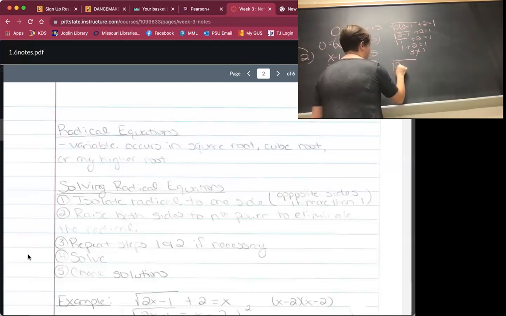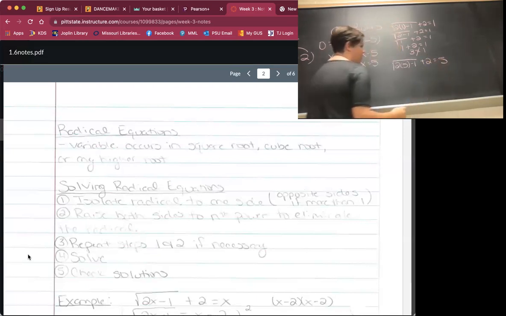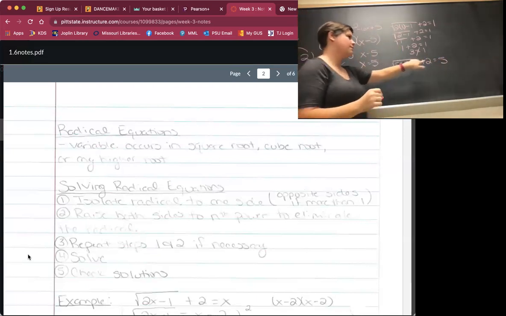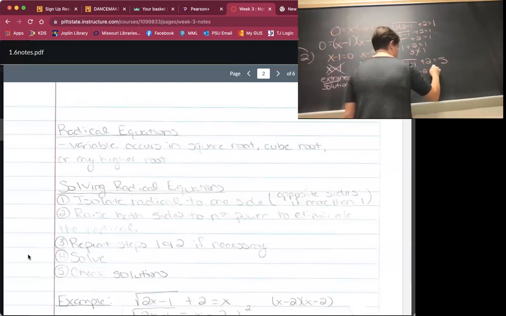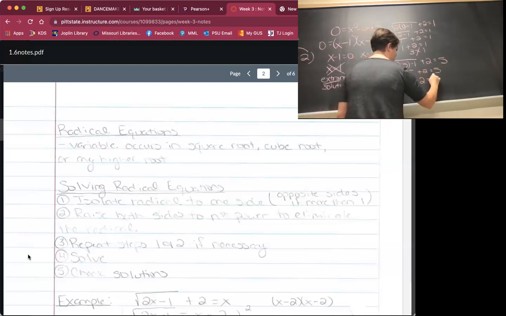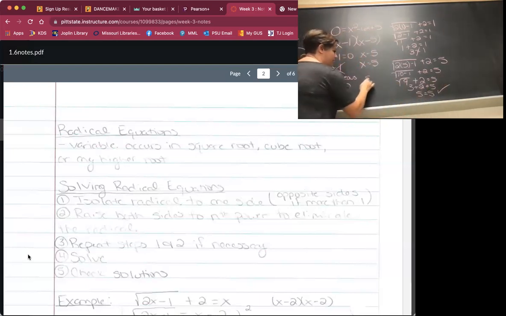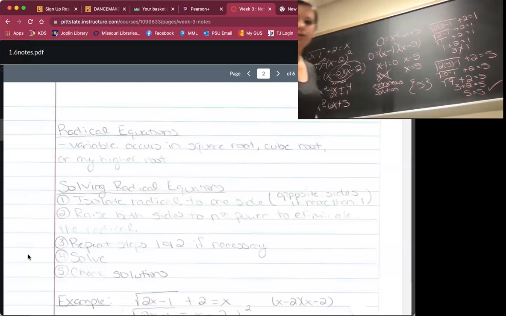So let's check our 5 and see if it works. I wrote out the original problem. Anywhere there was an x, I put in 5. So the square root of 10 minus 1 plus 2 equals 5. Square root of 9 plus 2 equals 5. 3 plus 2 equals 5. 5 equals 5. Check. So my solution set is only 5. That is the only solution that works for this problem.